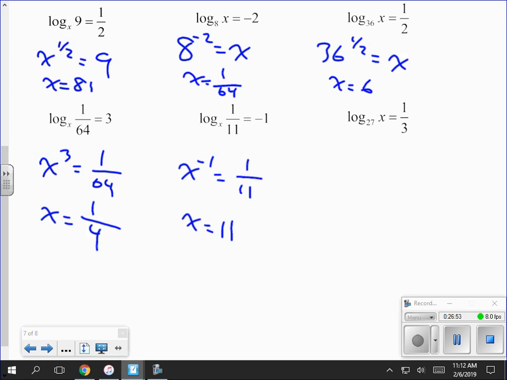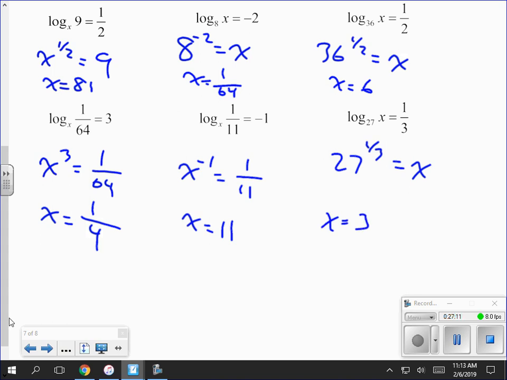Next one, 27 to the 1/3 power is X. 1/2 is a square root. 1/3 power is a cube root. So the cube root of 27 is 3.